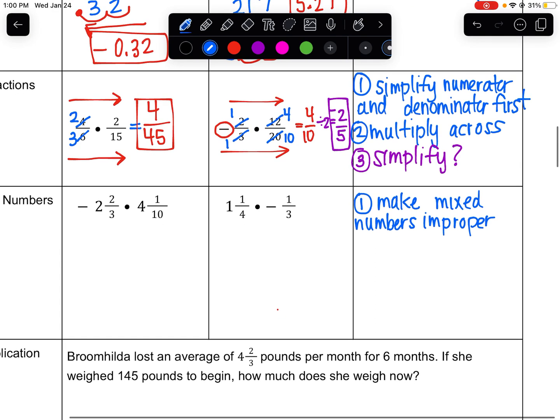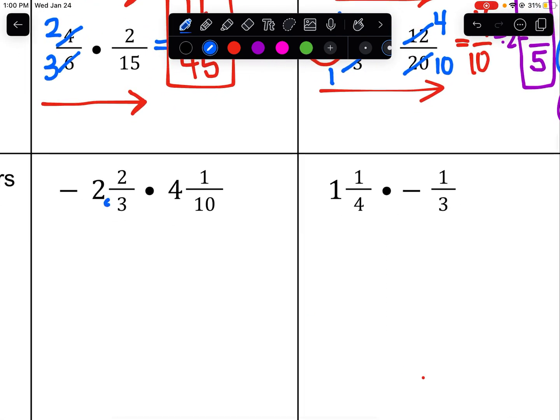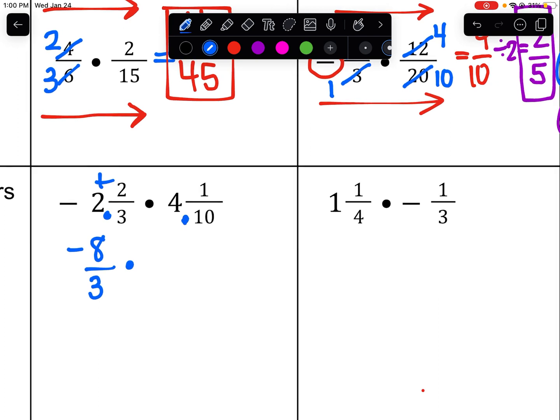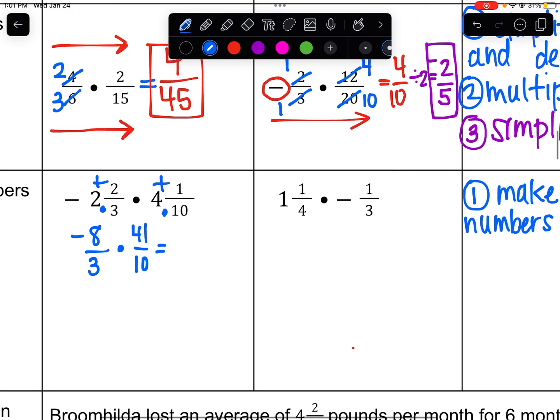So in this one, we know we're going to take 2 and 2/3, and we're going to multiply the 2 times the 3 to get 6, and we're going to add 2 on. So 6 plus 2 is 8. Keep the denominator 3, and don't forget about that negative sign. Put our multiplication sign in. We're going to multiply 4 times 10 and get 40, plus 1 and get 41/10.